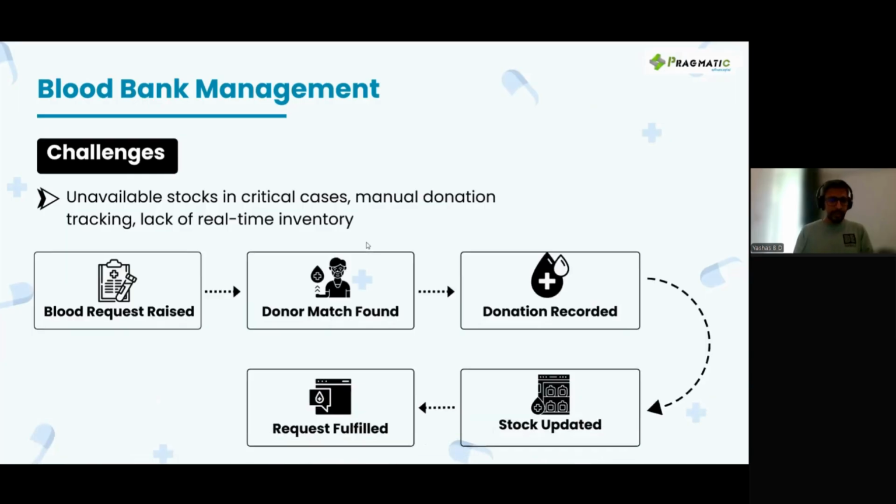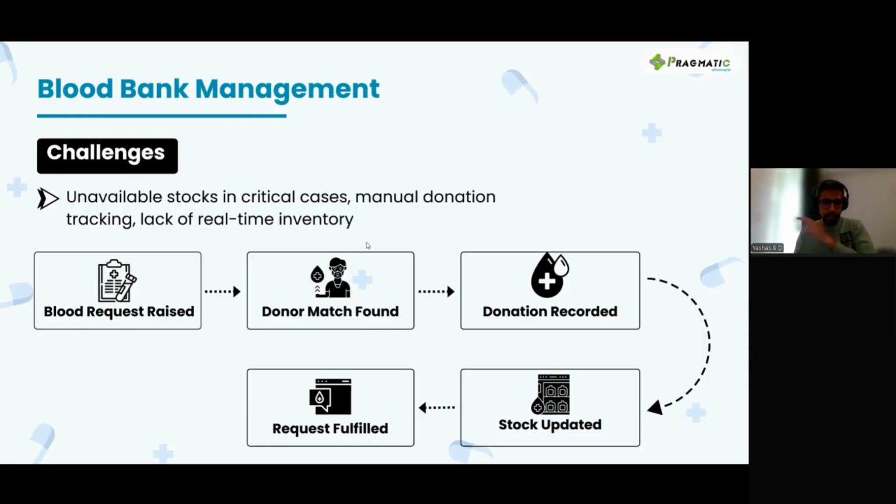So what we feel is, if there is any blood bank request, that has to be digitally put out in the system. And when we finally find a donor match, we record those details, and we record the donations as well, and that gets updated as our stock. That is, the physical inventory goes up and our request gets fulfilled. That is, we issue it later when a crisis occurs.